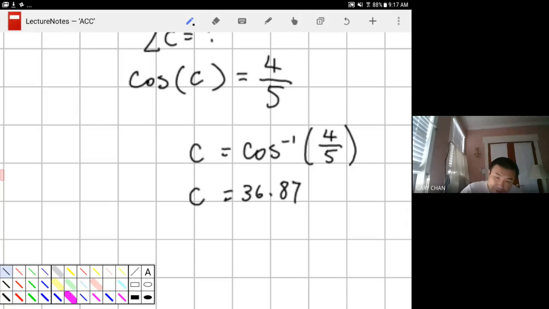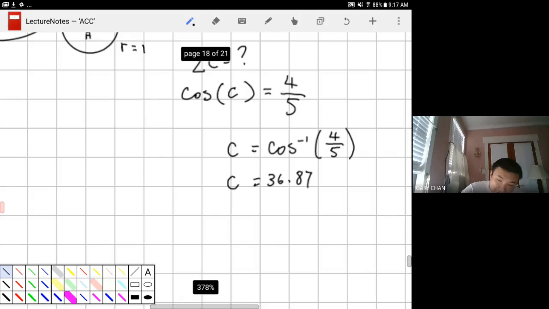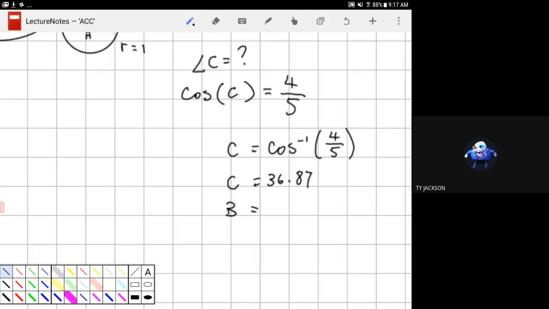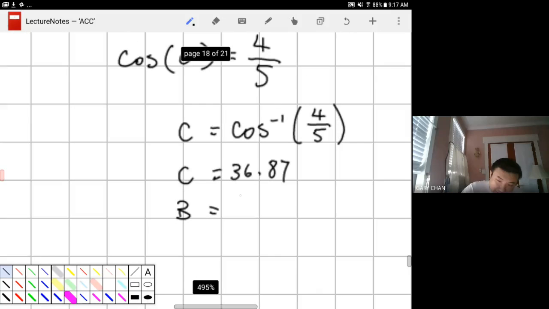All right, so that's angle C. So therefore, what's angle B then? We're gonna subtract this from 90. That's all it is.